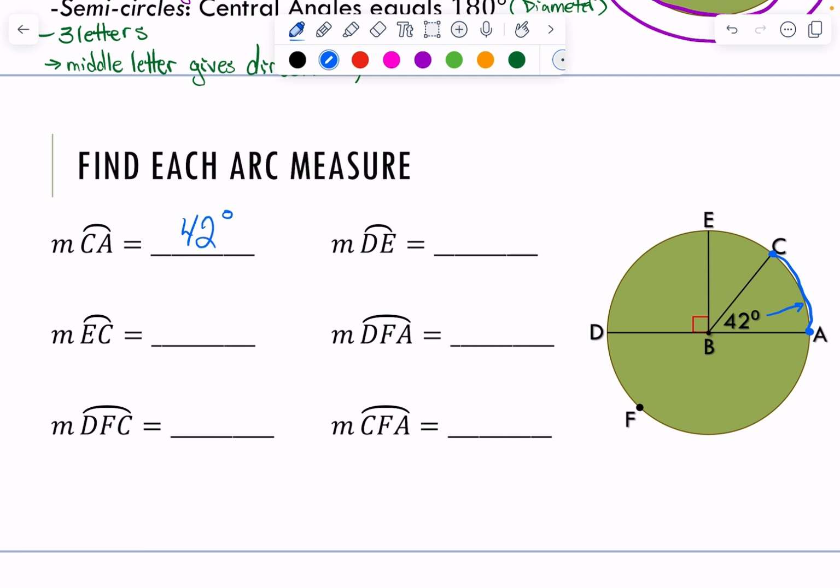Next one I'm going to go to is DE. So I'm starting at D, going up here to E. So this one, my central angle is a right angle. So therefore, this arc must be 90 degrees.